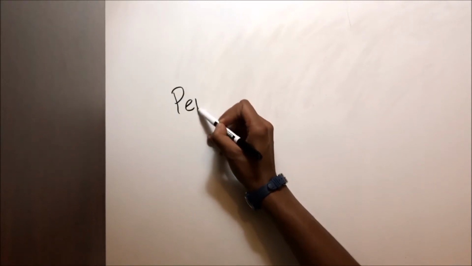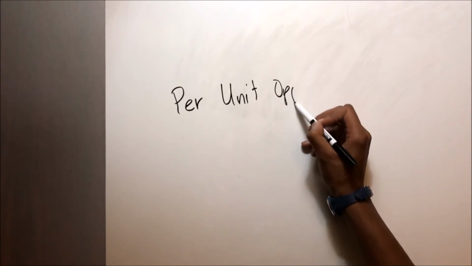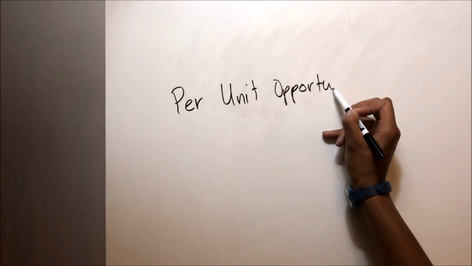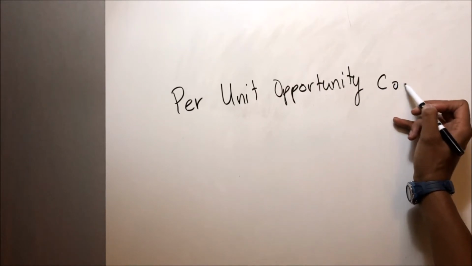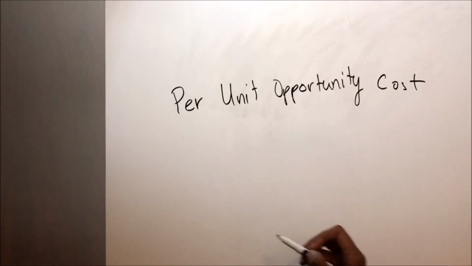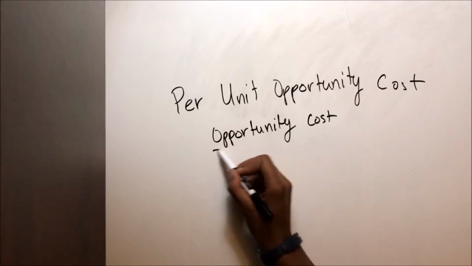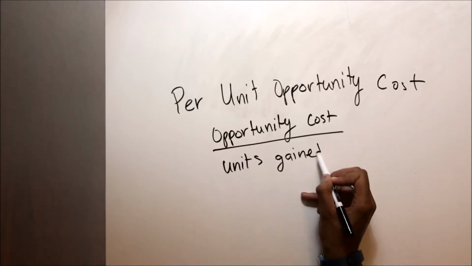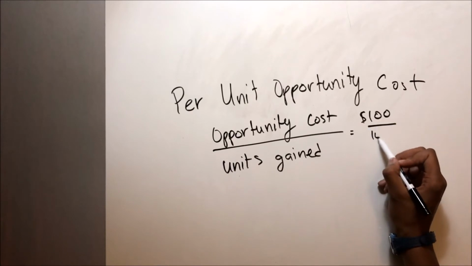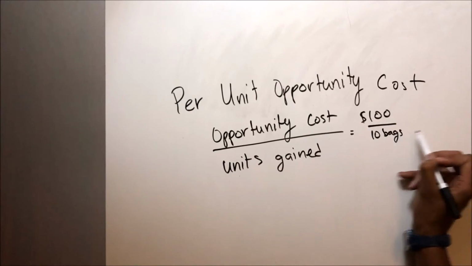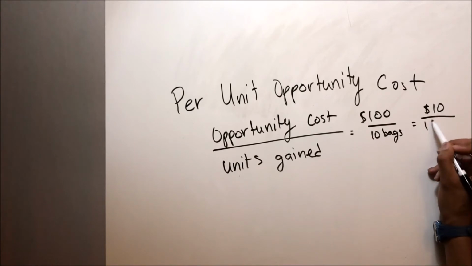Now, I'm going to explain absolute and comparative advantage. But first, let's jump straight into vocabulary. Assume it costs Jamaica $100 to produce 10 bags of coffee. We want to find Jamaica's per unit cost for each bag of coffee. To find the per unit opportunity cost, you just take the opportunity cost and divide that by the units gained. In this situation, the opportunity cost is $100 and you divide that by 10 bags of coffee. That gives you $10 per bag.